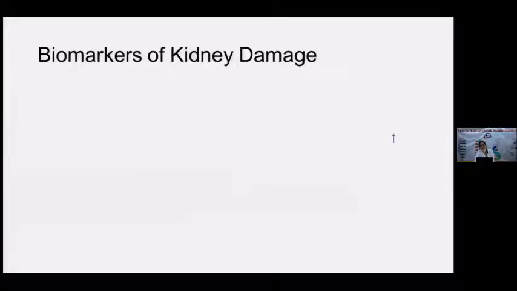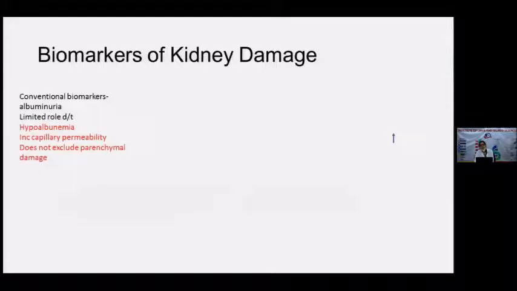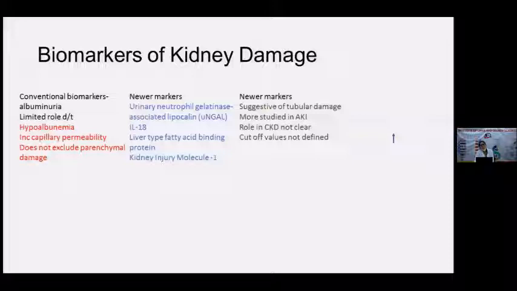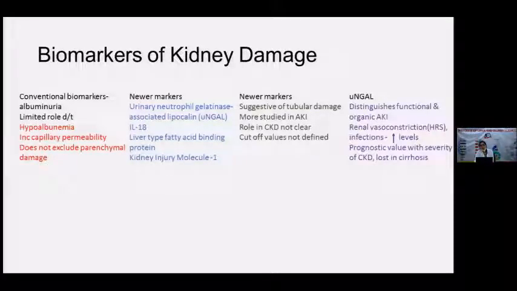The biomarkers of damage: conventional biomarkers like albuminuria have a limited role due to hypoalbuminemia and increased capillary permeability, and they will not exclude parenchymal damage. Newer markers like NGAL, urinary neutrophil gelatinase-associated lipocalin, interleukin 18, liver-type fatty acid binding protein, and kidney injury molecule 1. These newer markers suggest damage has started in AKI, but the role in CKD is not very clear, and the cutoff values are not defined.